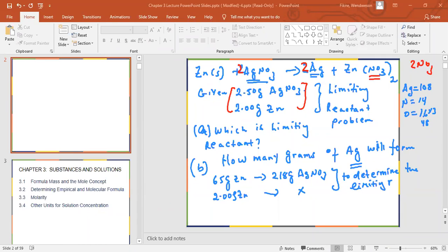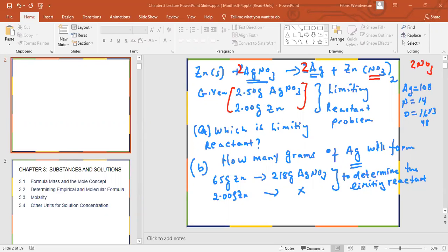Professor, where do you get 218? Where do you get 218? Do you have a periodic table with you, Matt? Yeah, I do. Okay, so what is the weight of silver? It's 108, right? Yes, 108. Okay, 108 plus 14 plus 48. That's 170 times 2. All right, that's how I get 218, right?